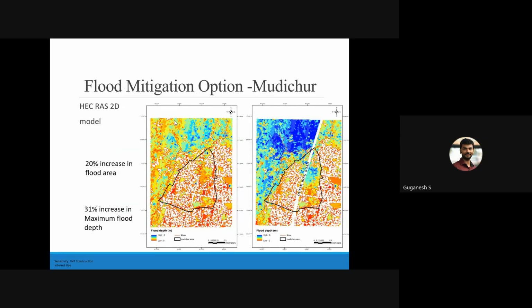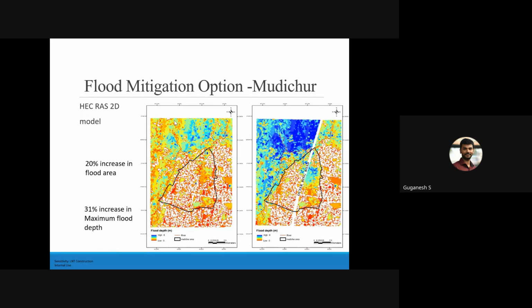So for mitigation options, here we have identified the Muduchur area, which was very much affected during the 2015 flood. We went for a site visit and took an aerial survey around the Muduchur area, and we identified that before construction of the outer ring road, there was not much flood over the Muduchur area. And after the construction of the outer ring road, there was a drastic flood impact.